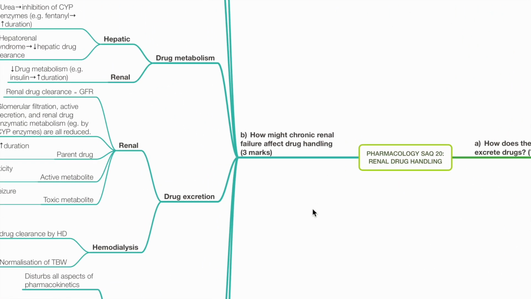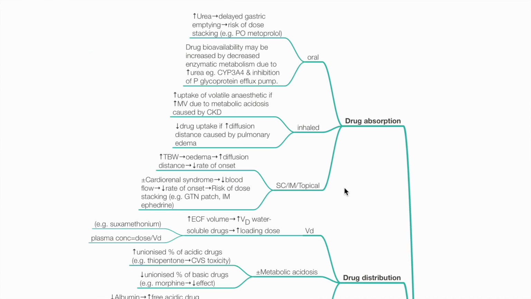B. How might chronic renal failure affect drug handling? Drug absorption. If via oral route, uremia delays gastric emptying, increasing risk of dose stacking, such as in oral metoprolol. Drug bioavailability may be increased by decreased enzymatic metabolism due to uremia. Urea inhibits CYP3A4 and P-glycoprotein efflux pump.